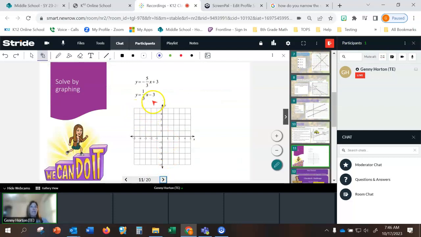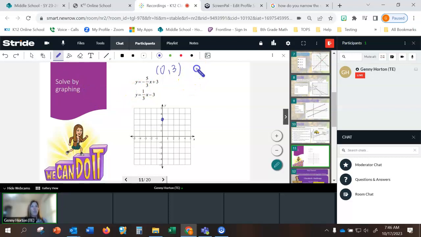Solve by graphing. Okay, so practice graphing. I'm going to do this top one in blue. Remember slope-intercept form, this plus 3. We're going to put that point on the y-axis, the 3, because remember that is 0, 3. It's where it crosses the y-axis.